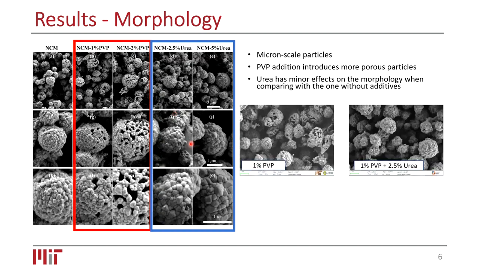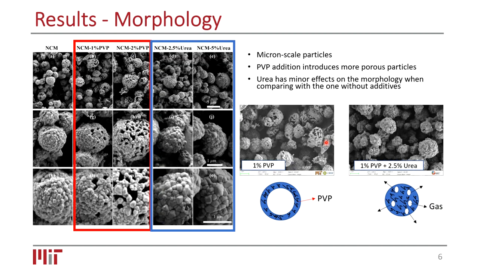We take one more step to add urea in the solution with the PVP. We compare the result and we can find that as long as urea is added, it can inhibit the porous structure of the particle. The hypothesis is that PVP is not only a polymer, it's also a binder material.